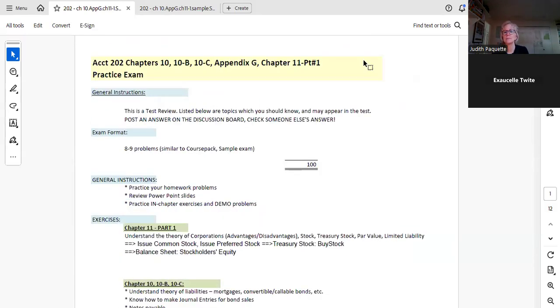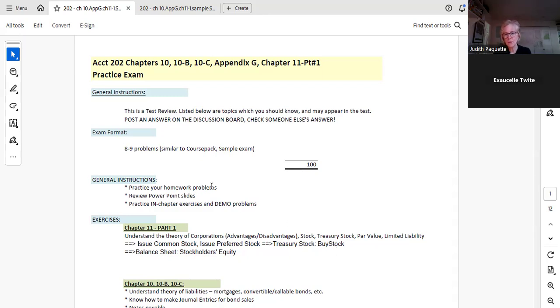What I say to students is, if you review my PowerPoint, which does include some theory, all right? You need to understand the theory of corporations, advantages, disadvantages, and understand the definitions at the beginning of chapter 11, because a corporation is a unique legal structure. So we want to make sure the students understand that. I don't believe I had questions on the practice exam on this, but you should know it.